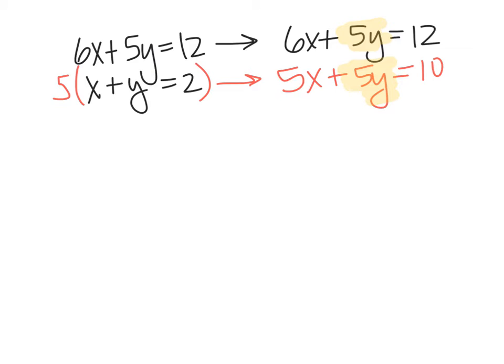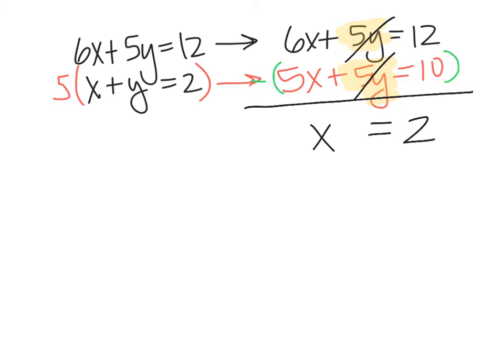So what do I need to do to these two equations so that these 5y's go away? How do I get rid of the 5y's? Well, I get rid of the 5y's by subtracting. 5y minus 5y is 0. So that's what I'm going to do here. I'm going to subtract everything in the second equation from everything in the first equation. So I get 6x minus 5x, and that gives me just a plain old x, or a 1x. 5y minus 5y cancels out. 12 minus 10 gives me 2. That tells me that x equals 2.